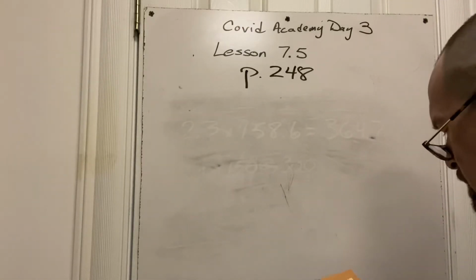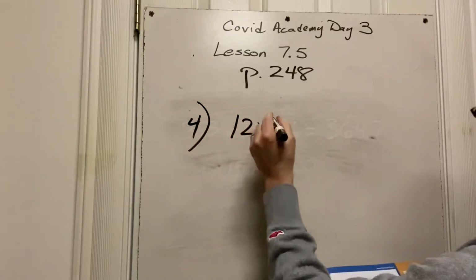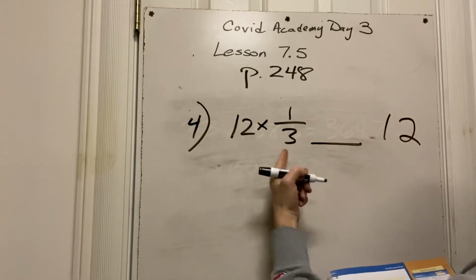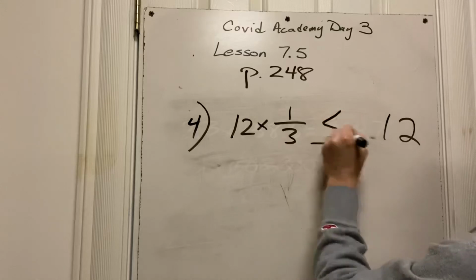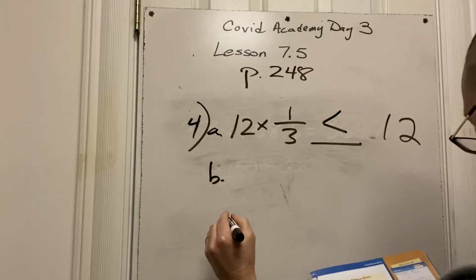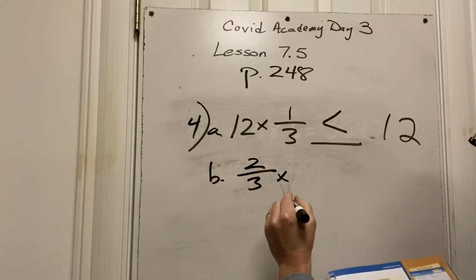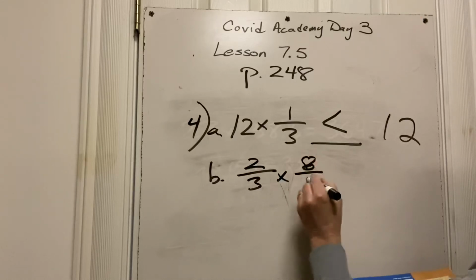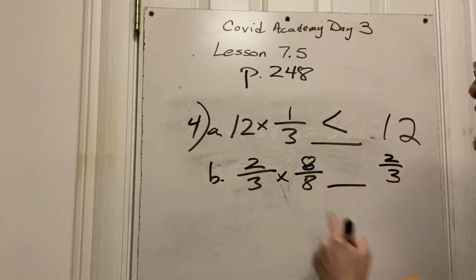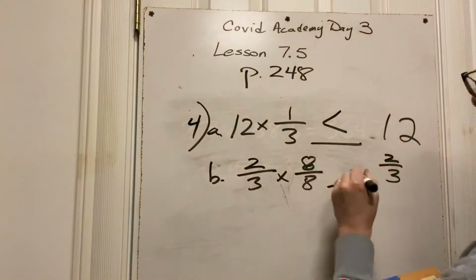Number 4. We have 12 times 1/3. How's that going to compare to 12? Well, when we're multiplying by 1/3, it's going to get smaller. Yeah, duh. Come on. That's A. B. We have 2/3 times 8/8. 8/8 is just 1, so it's 2/3 times 1. Well, they're going to be the same.